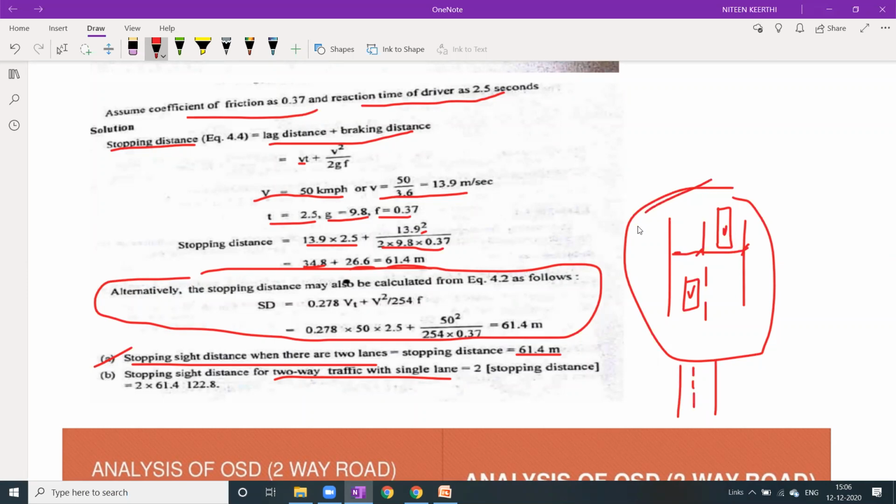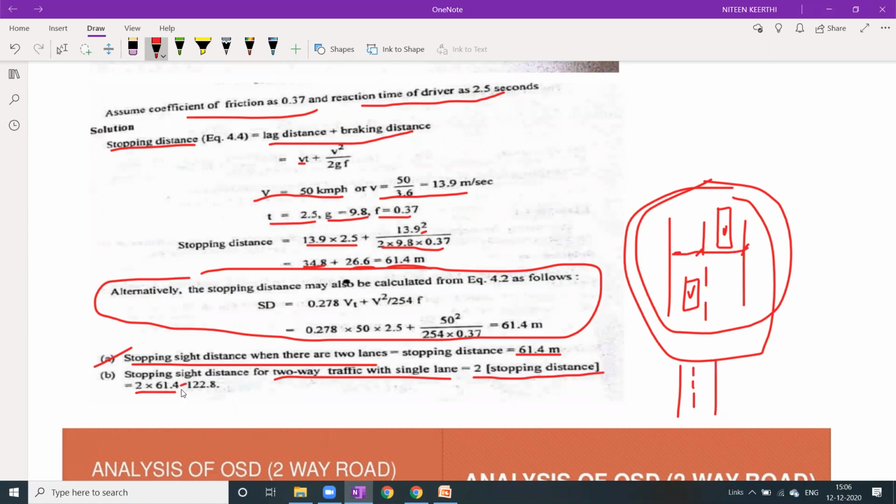See here, he has mentioned two lane, but he has not mentioned whether it is divided or undivided. Don't worry about that. Just remember, two lanes means each lane 3.75, so the width of the pavement is more. That's why stopping sight distance remains same. But when the width reduces, stopping sight distance should be increased for more safety so that no collision happens. So that's why he will take 2 times the stopping sight distance. So that will be 2 into 61.4.